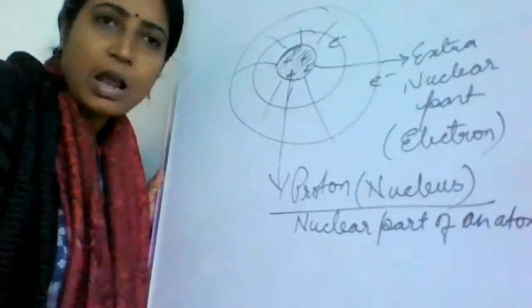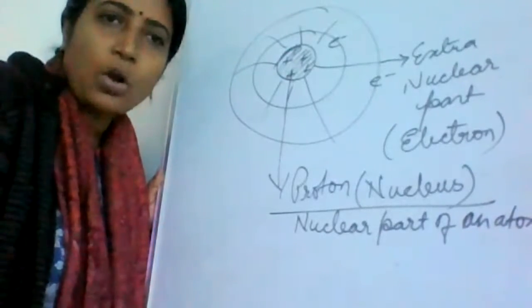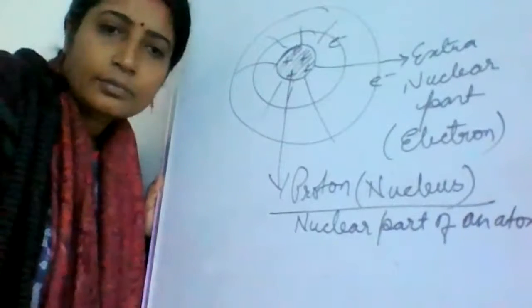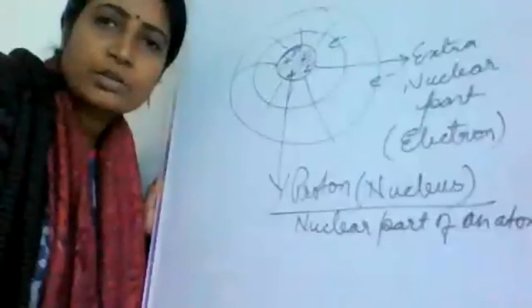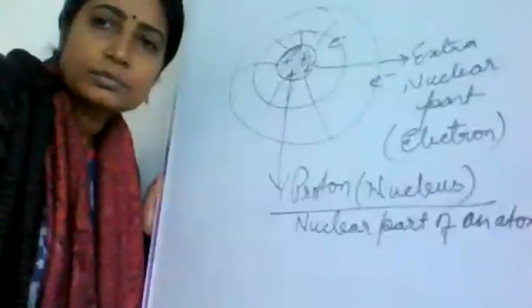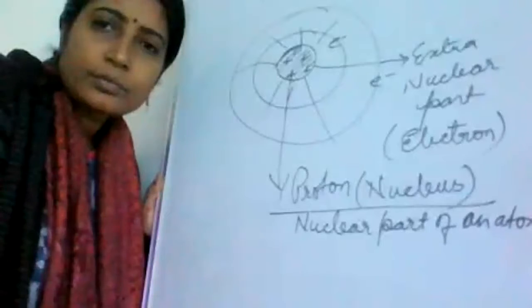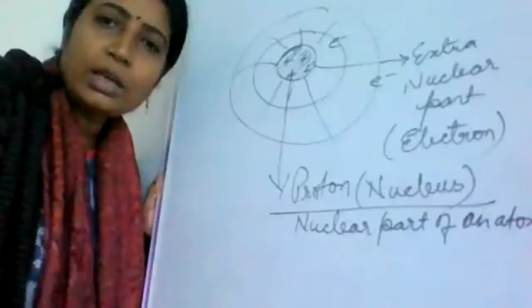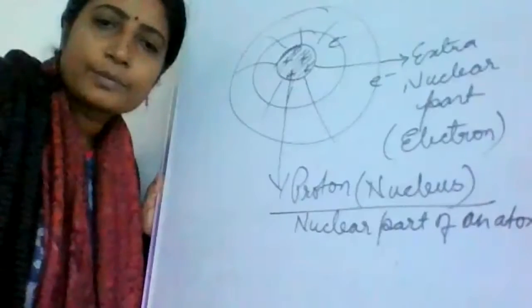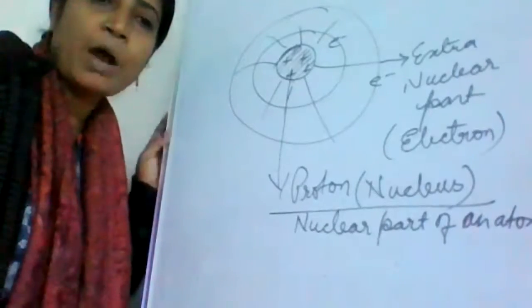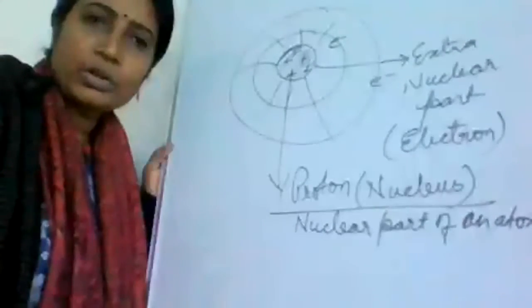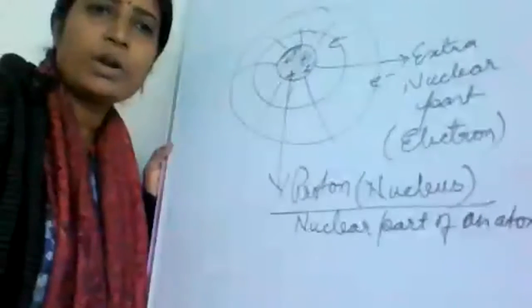Understood? According to Rutherford, in how many parts is the atom divided? Two. Which two parts? Nuclear part and non-nuclear part. Not non-nuclear, extra nuclear part. What is present in the nuclear part of the atom? Proton. And where proton is present, what is it called?